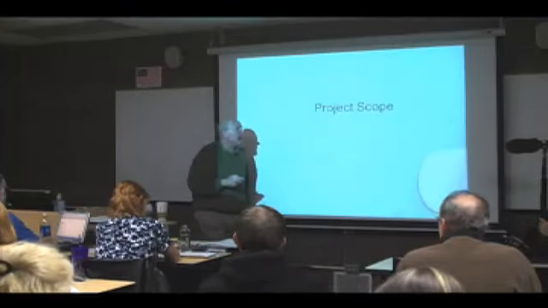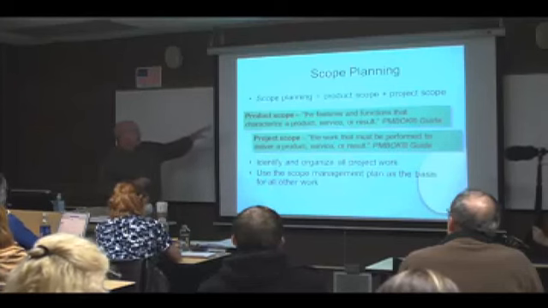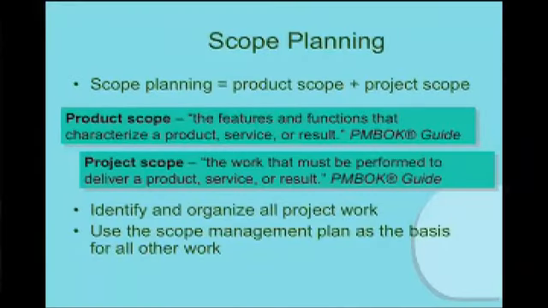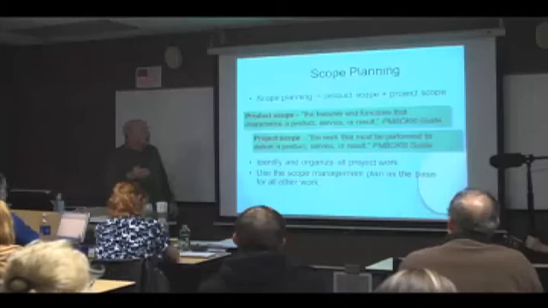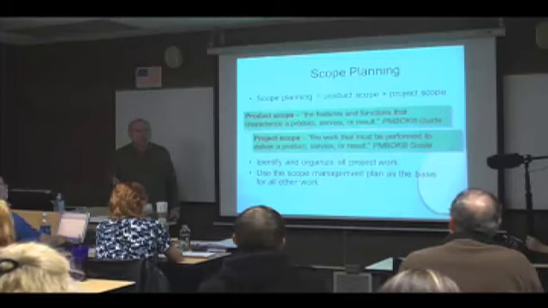So there are two pieces to scope, and most non-project managers don't think about this. As it turns out, there are two pieces to scope planning. The first is product scope, and the second is project scope. Product scope is what you're turning out, right? It's all the features, the functions that are the end product of your work and your team's work, right?